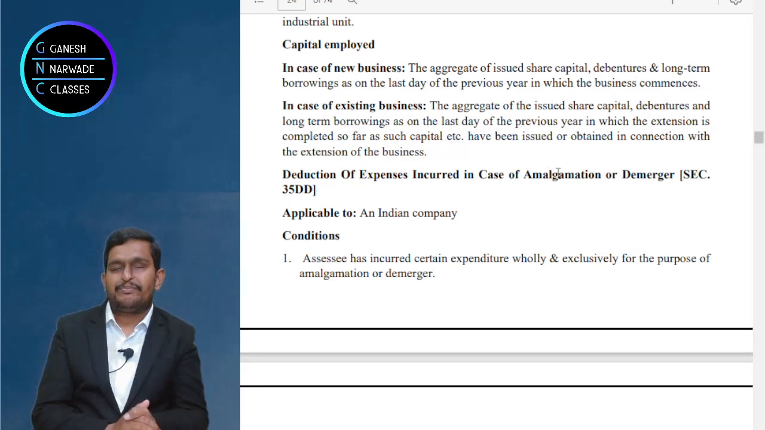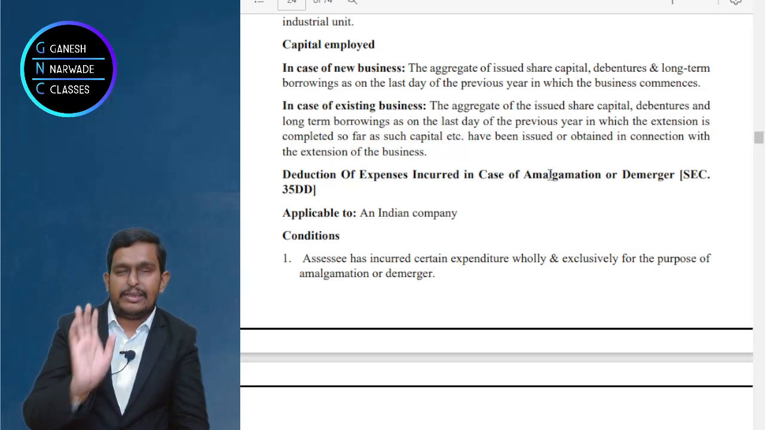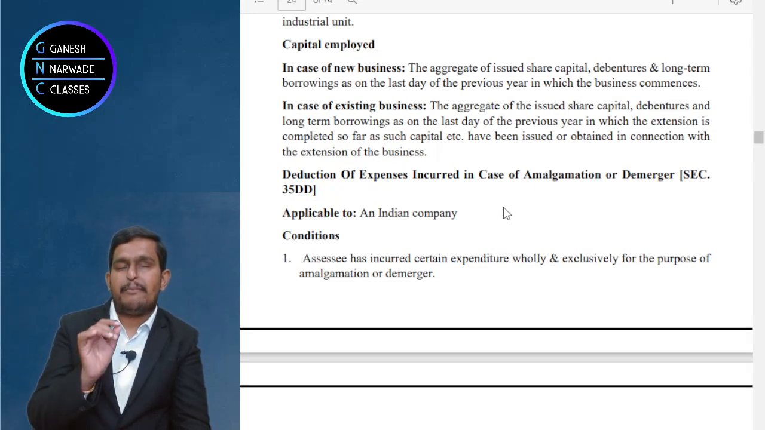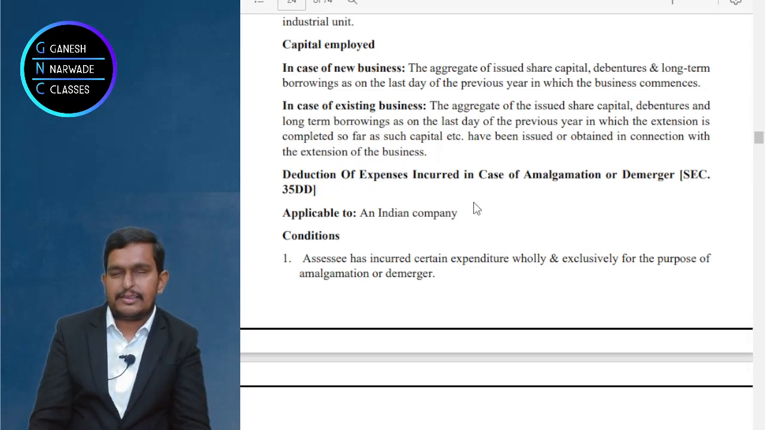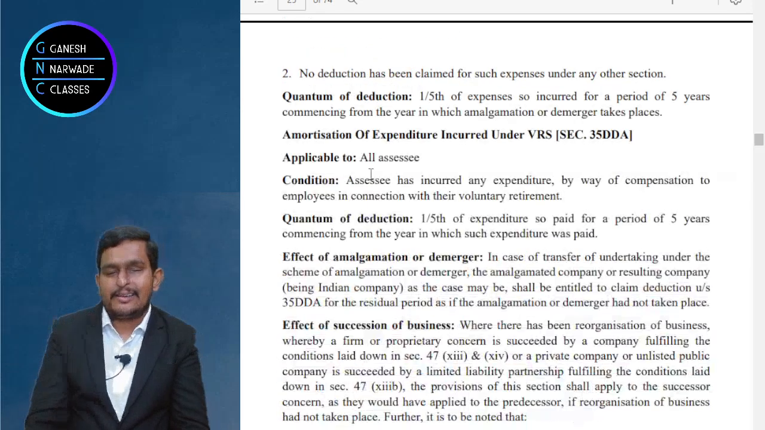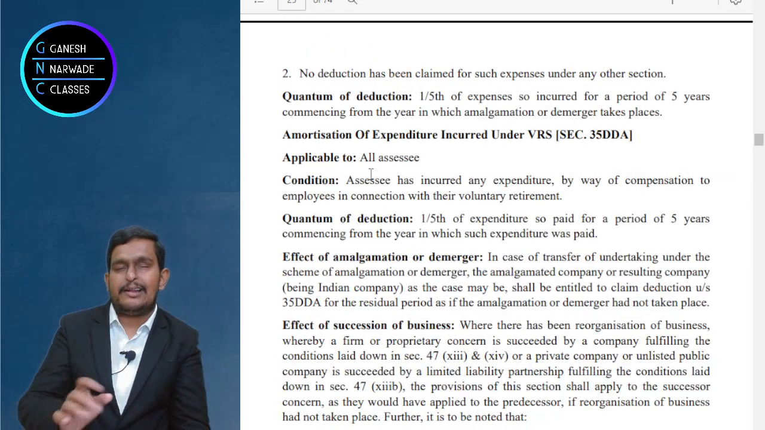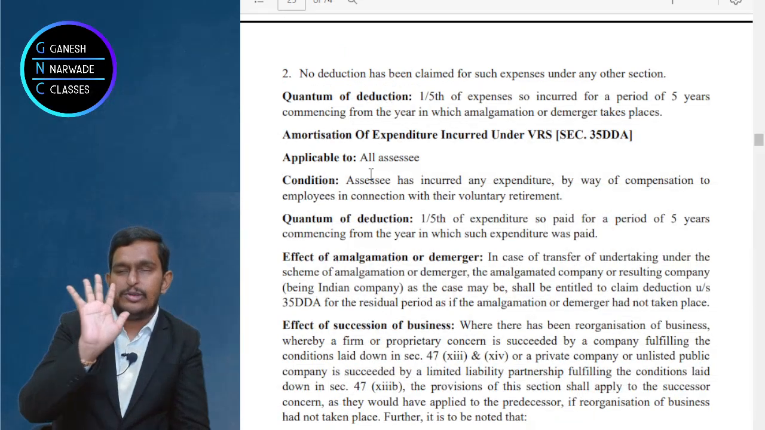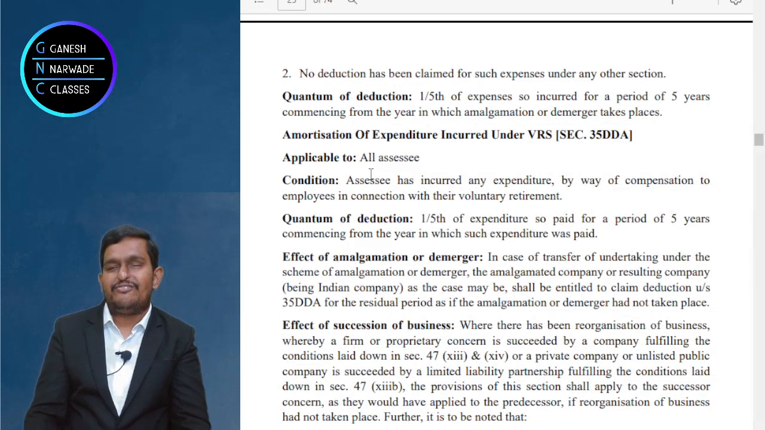Very simple. It should be Indian company. So who can claim the benefit of deduction? It should be Indian company. For what the expenditure is incurred? Relating to amalgamation expenses, demerger related expenses. In how many installments you will get the deduction? Whatever expenditure incurred, 100% expenditure is allowed as deduction, but in 5 equal installments. How many? In 5 equal installments you will get the deduction.